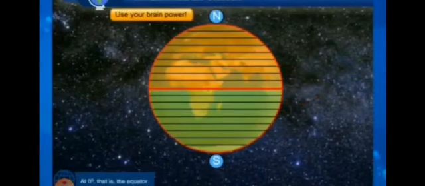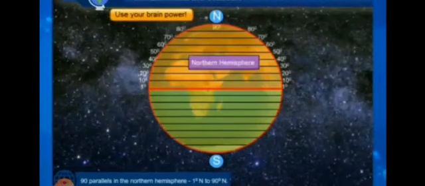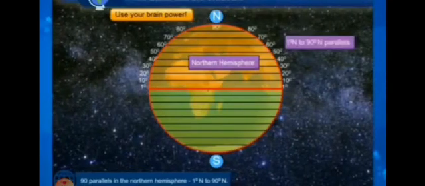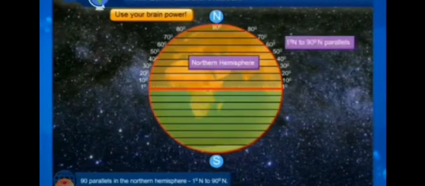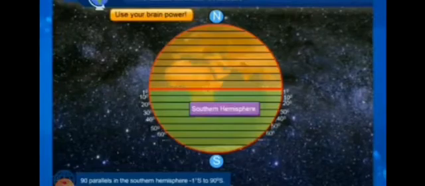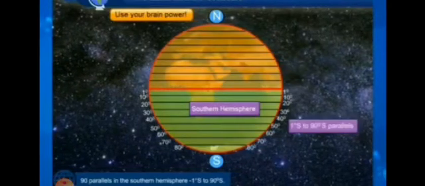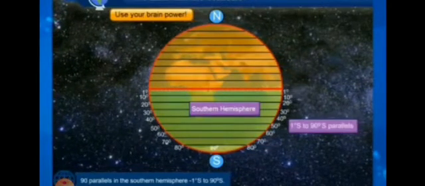At 0 degree, that is the equator. 90 degree parallels in the northern hemisphere, 1 degree north to 90 degree north. 90 parallels in the southern hemisphere, 1 degree south to 90 degree south.